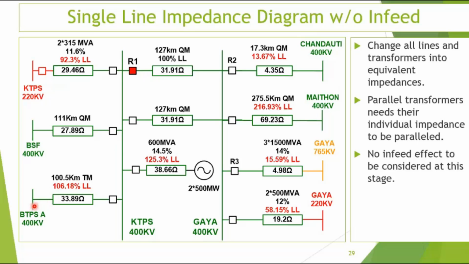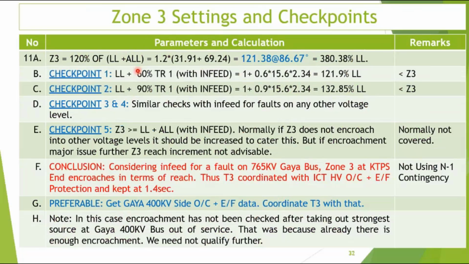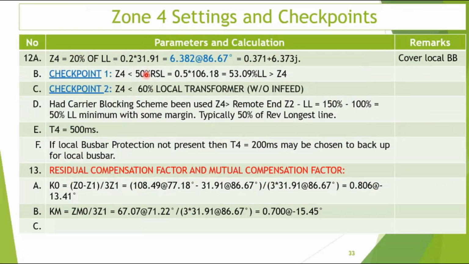So there's a fault on this bus maybe. This relay's zone 1 does not operate. Zone 2 over here and zone 4 over here operate at the same time, and we have a false tripping of this line. So that is why the checkpoint for zone 4 is less than 50% of the reverse shortest line. And again, like the previous one, less than 60% of local transformer without infeed.